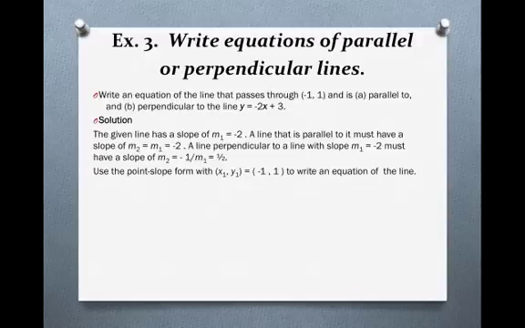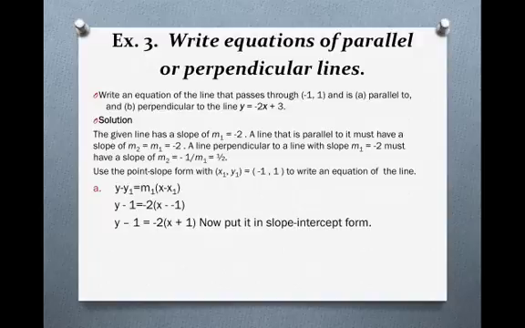Use the point-slope form with (x1, y1) equals (-1, 1) to write an equation of the line. So for part A, we use the same slope, -2, and we use the point (-1, 1) to fill in for x1 and y1. So we have y minus 1, because y1 is positive 1, equals -2 times x minus -1. Minus -1 is the same thing as plus 1, because minus a negative is the same as adding a positive. So we end up with y minus 1 equals -2 times (x + 1).